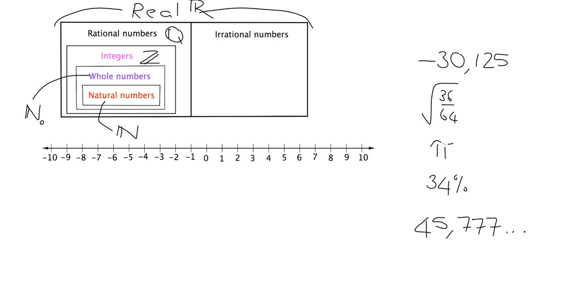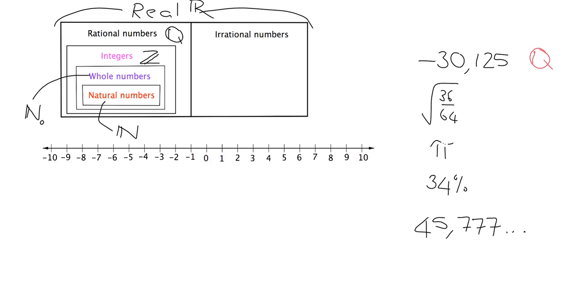Okay, so let's start and go through it. The first one here, -30.125, is going to be a rational number. We don't call it an integer, even though it's negative, because remember, the integers are -10, -9, -8, -7, -6, 1, 2, 3, 4. They don't have any decimal part in them. So -30.125 is a rational number, and obviously any of these numbers are also real numbers.